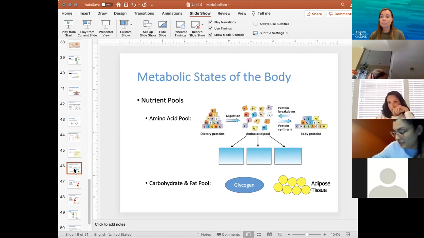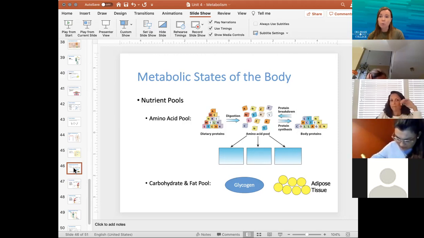Sorry, are we on page 4? 5? Okay, thank you. Yeah, because I'm all off of my numbers. And so it's the very beginning of the section called metabolic states of the body.